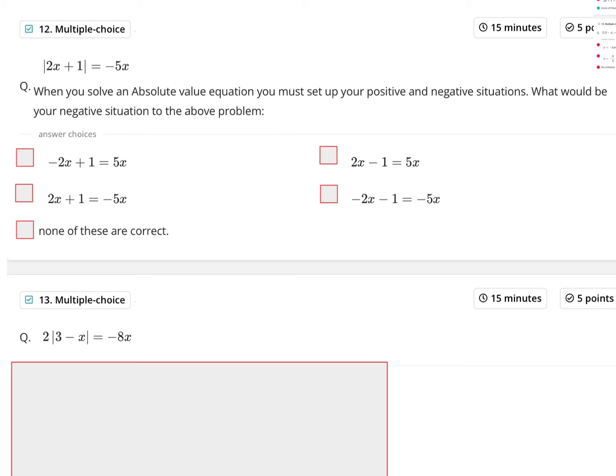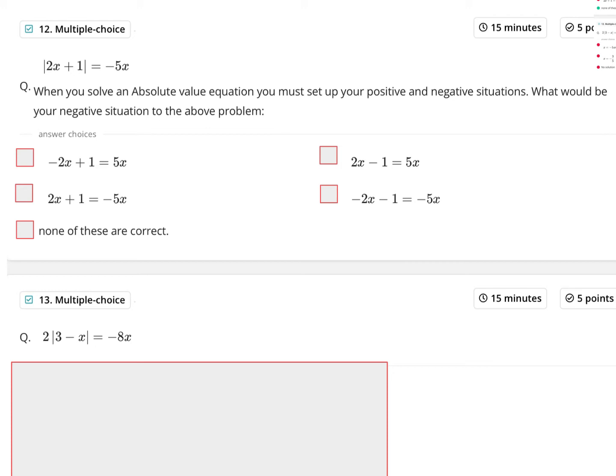It's very important that we always read instructions. It says, when you solve an absolute value equation, you must set up your positive and negative situations. They're actually telling you what to do. Of course, that's only after it's isolated. Like if you had a 7 here, you'd have to divide by 7, divide by 7. Or if you had a plus 3, you'd have to subtract 3 and subtract 3.